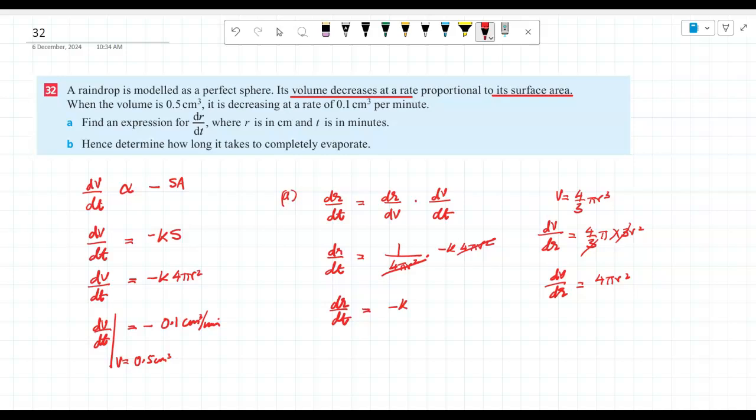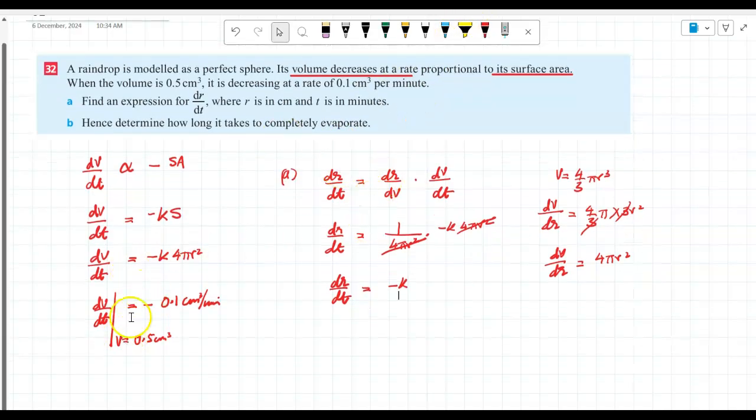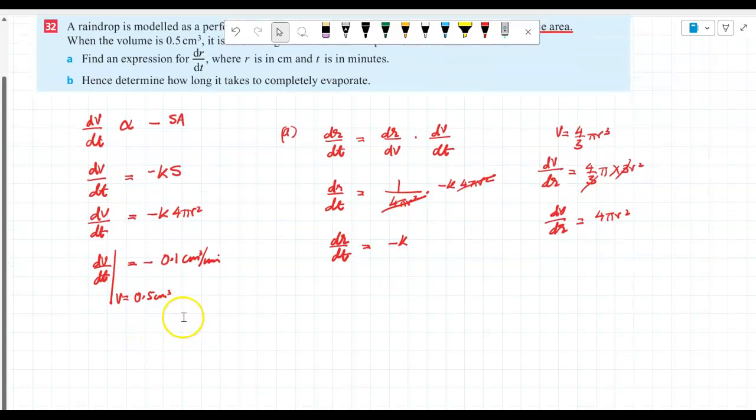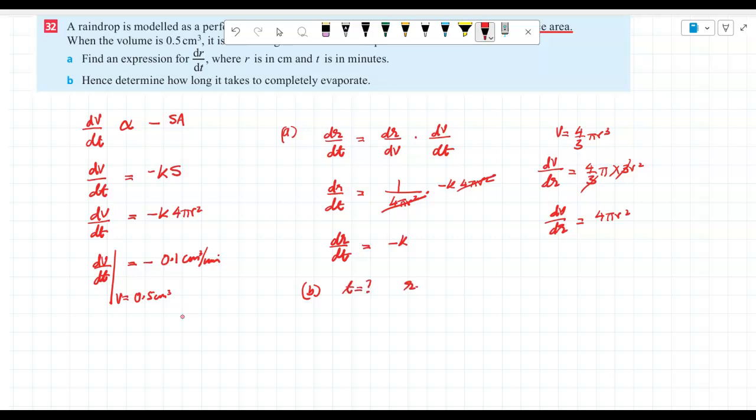Okay. Hence determine how long it will take to completely evaporate. Now this initial condition we haven't used. dV by dt is this, so you can substitute this. How long does it take? It means you're supposed to find t, part B. You're supposed to find t when it completely evaporates, meaning r becomes 0. So you will start with this. dr by dt is equal to minus k, dr is equal to minus k dt. Integrate both the sides. So r is equal to minus kt plus c.